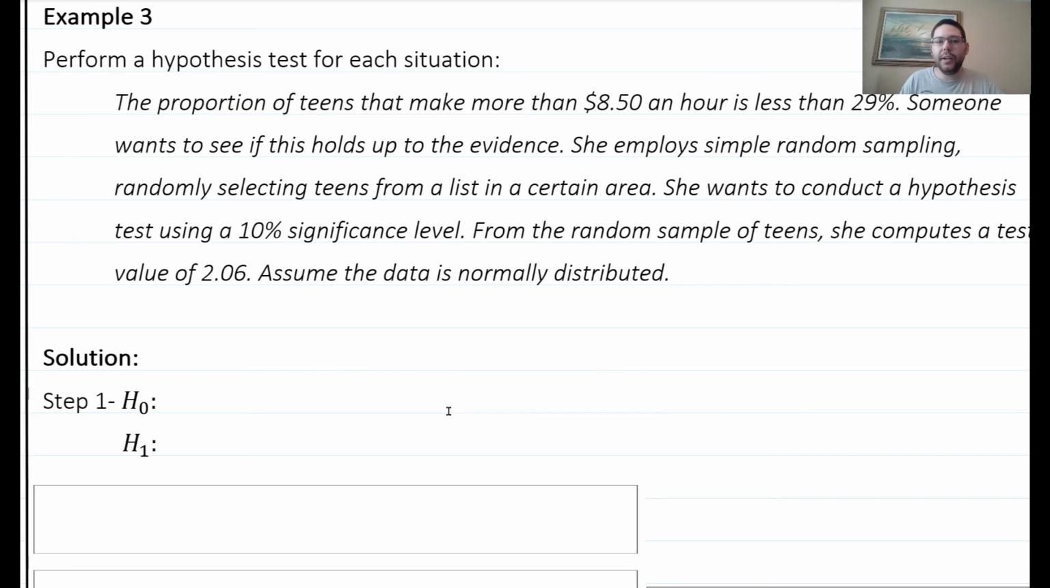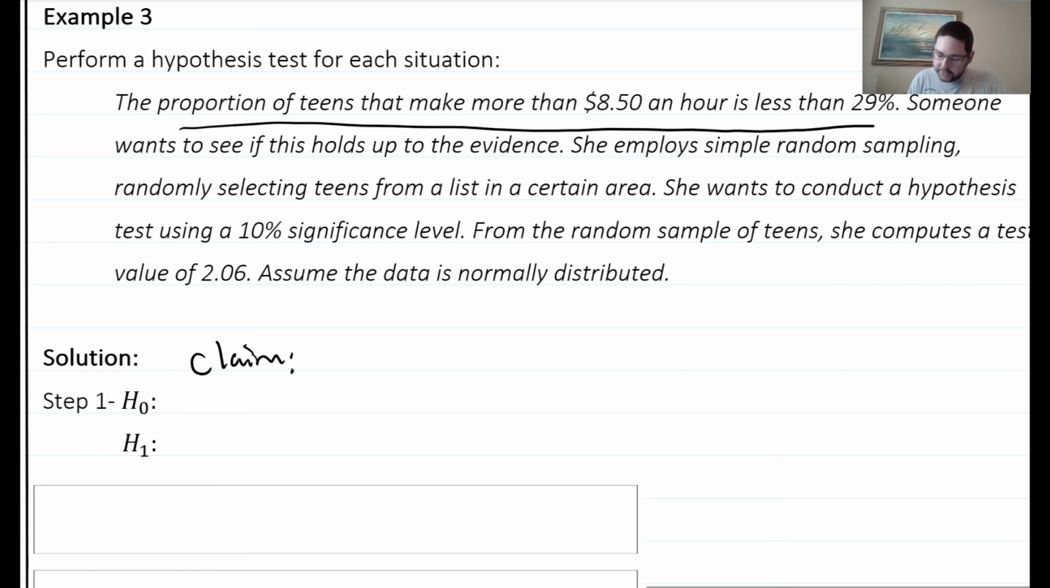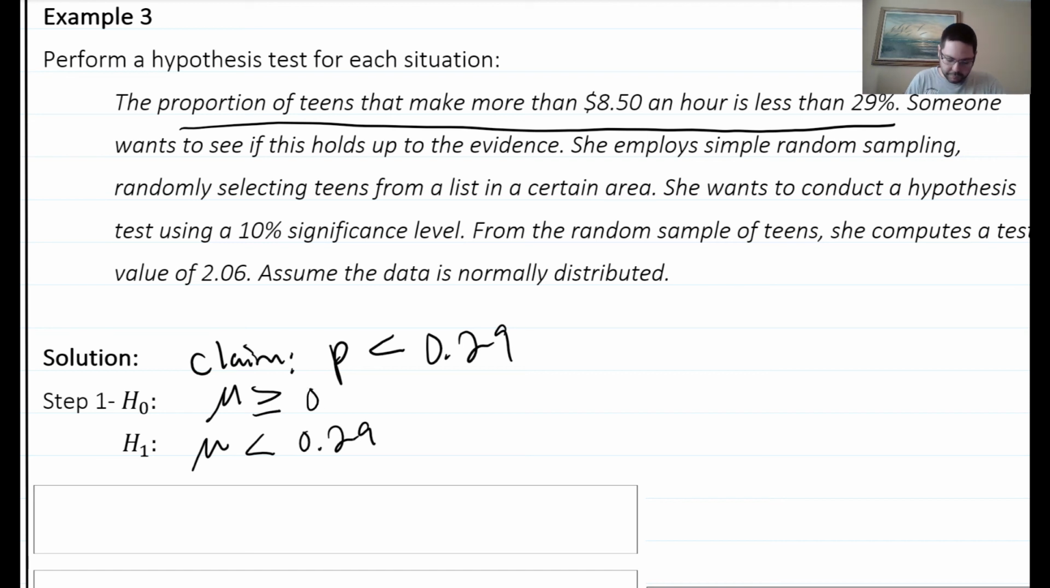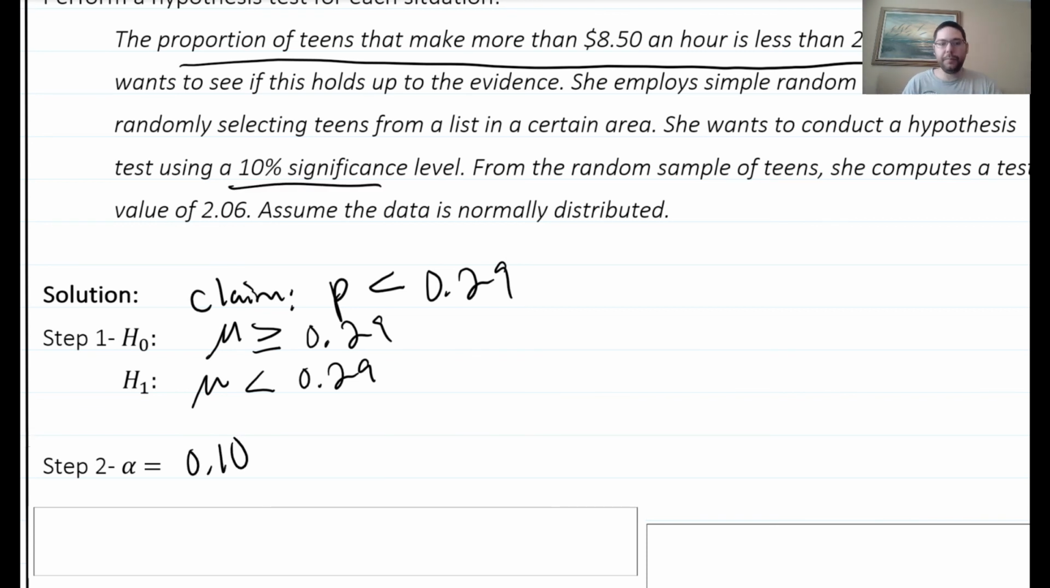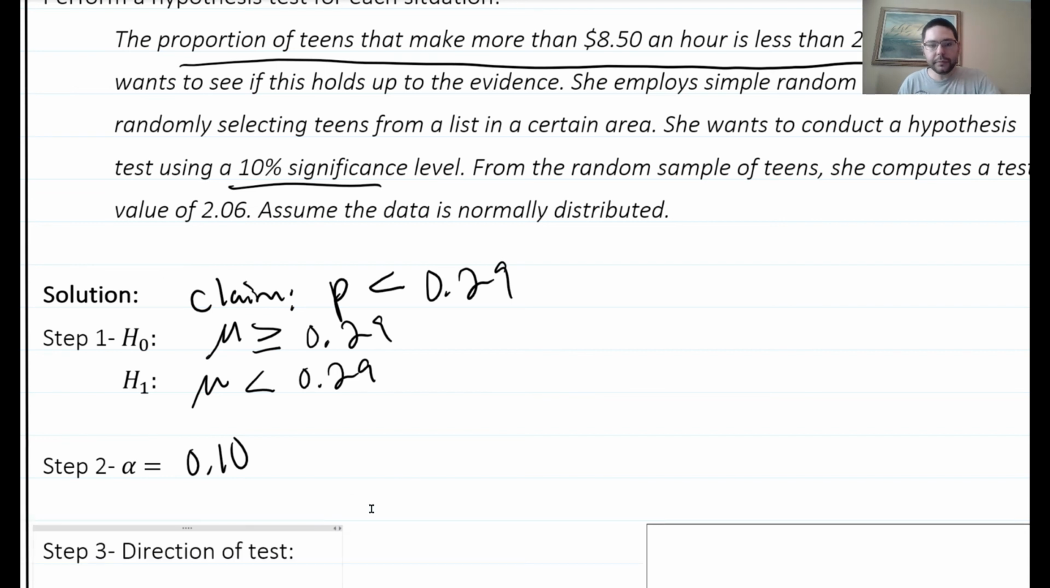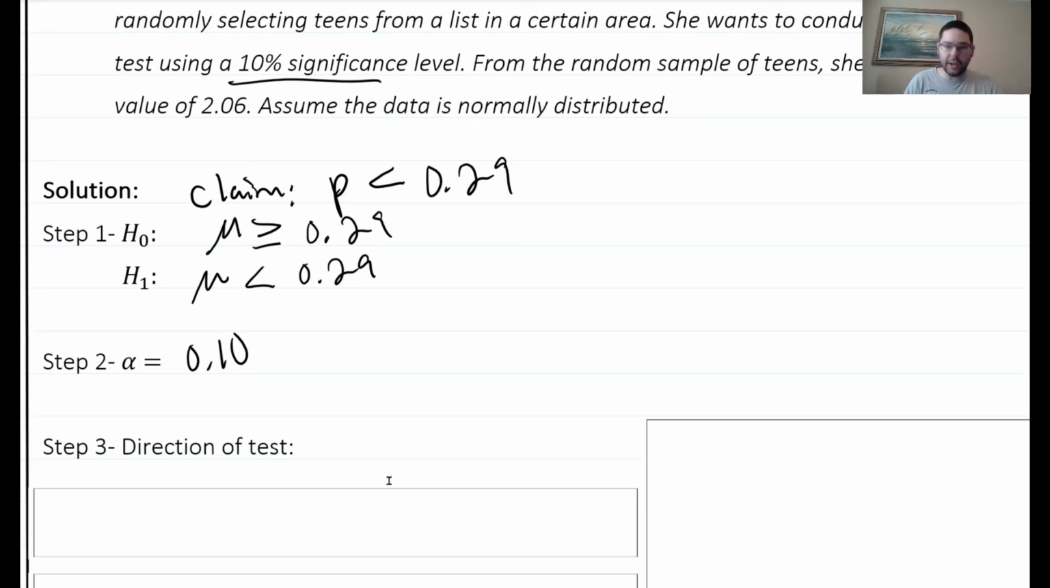All right, so our claim, let's do our claim real quick. Proportion of teens is less than 29%. So proportion is p, so less than 0.29, less than 29%. That belongs to our H1. Do the opposite to get the null. So it's greater than or equal to. So let's go to step 2. Alpha, she says she wants to use 10%, so 0.10. That last step here, the direction of the test. Since the H1 is less than, we're going to use a left-tailed test.